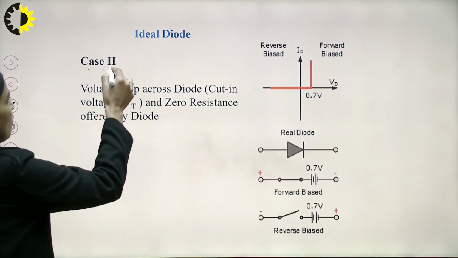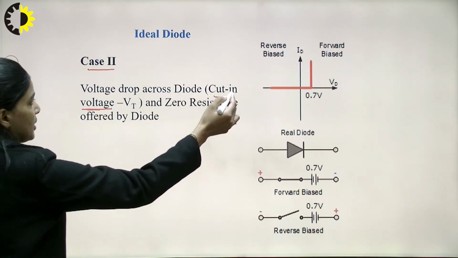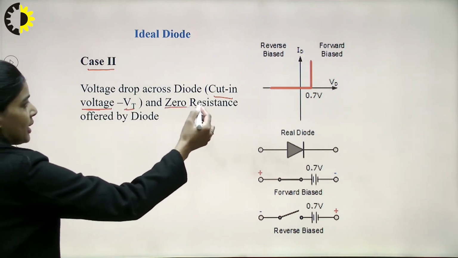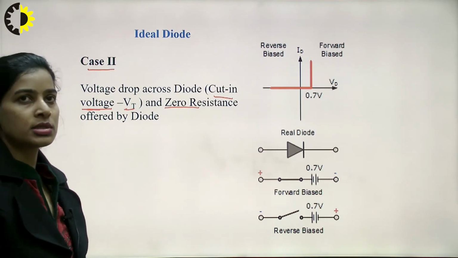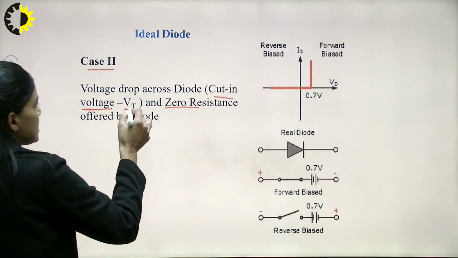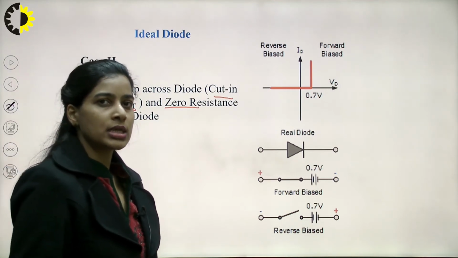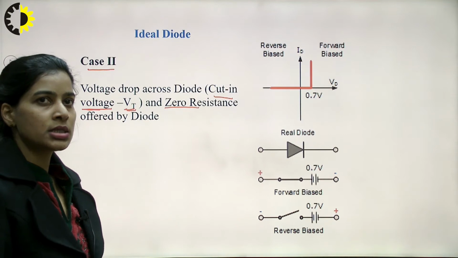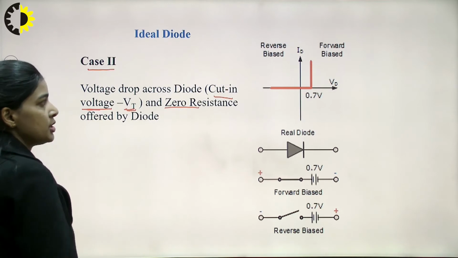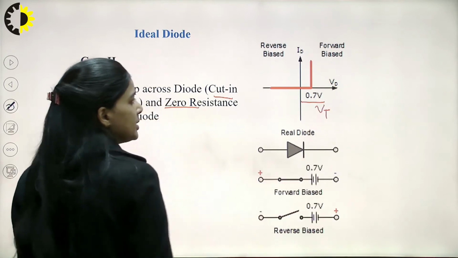Next case, when the voltage drop across the diode has some value, let us say Vt, and still we are considering that it is offering 0 resistance to the flow of current. So as the cut-in voltage is Vt, cut-in voltage Vt means this diode will start conducting after the voltage across it increases beyond this threshold cut-in voltage. So in this figure, the cut-in voltage is taken as 0.7 volts.